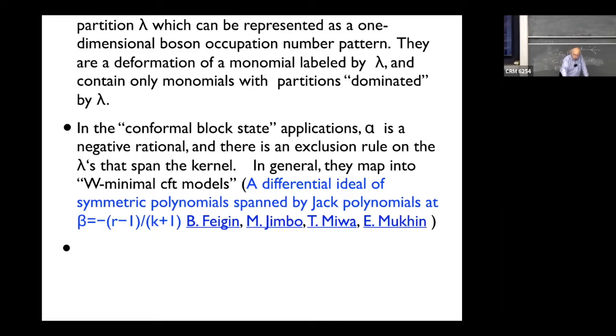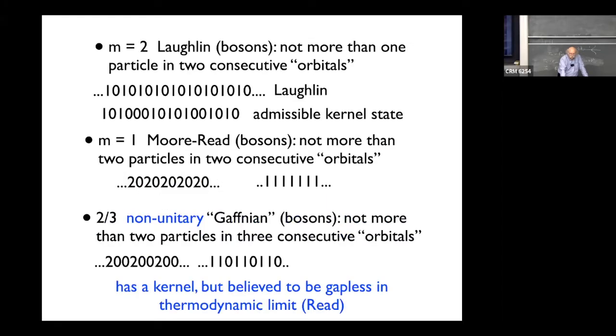So you get numbers which are puzzling initially until you realize that there's this additional contribution. And all this Jack polynomial stuff relates Jack polynomials in general to W minimal models. But the last thing I wanted to say was the Gaffnian.